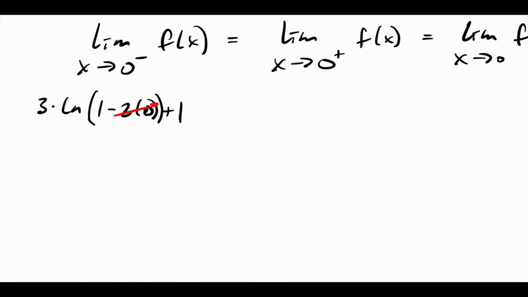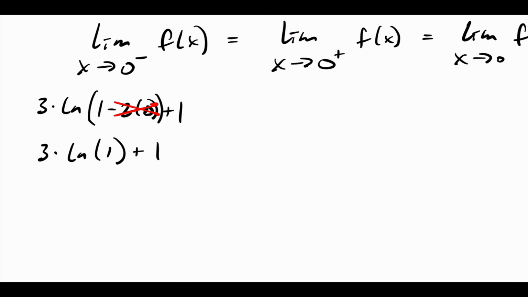Negative 2 times 0 is just 0. So I get 3 times the natural log of 1 plus 1. What is the natural log of 1? It's something we've seen before, and you're going to see more and more. So what is the natural log of 1? 0. Yeah, it's actually 0.